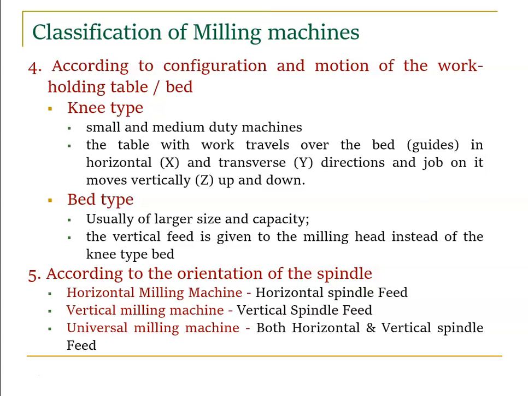Based on the orientation of the spindle, right? So based on the orientation of the spindle, we have 3 more classifications. One is horizontal, second is vertical, third is universal milling machine. If the spindle is horizontal, then we say horizontal milling machine. If the spindle is vertical, then we say vertical milling machine.